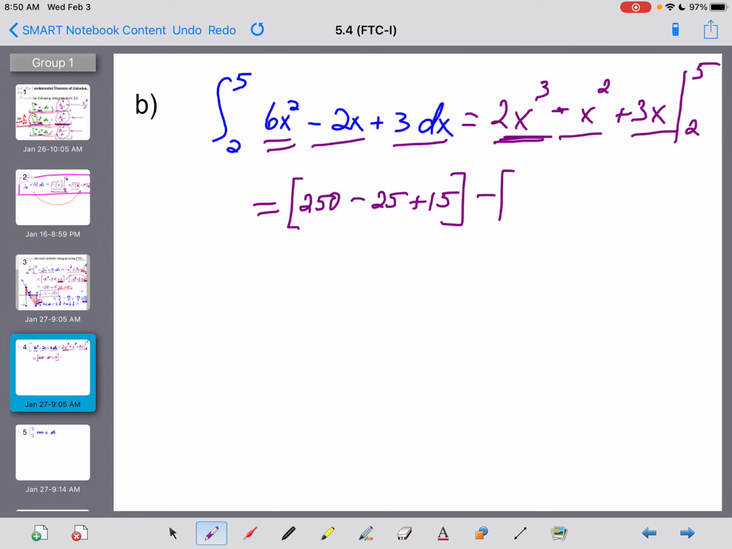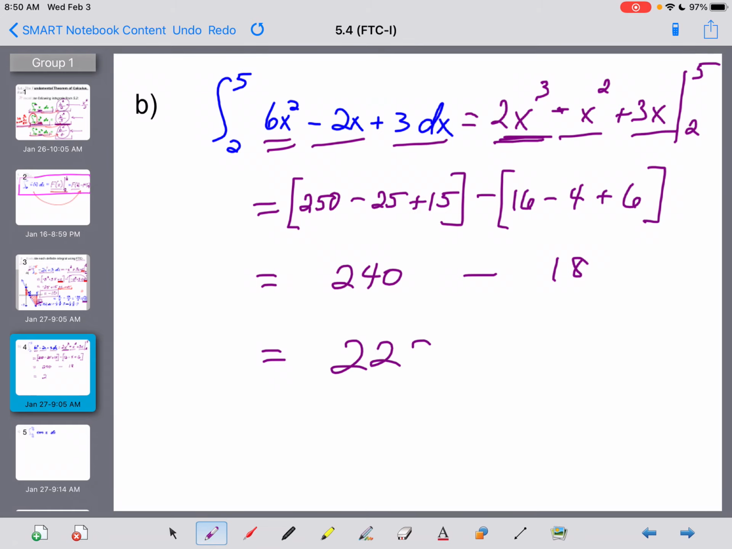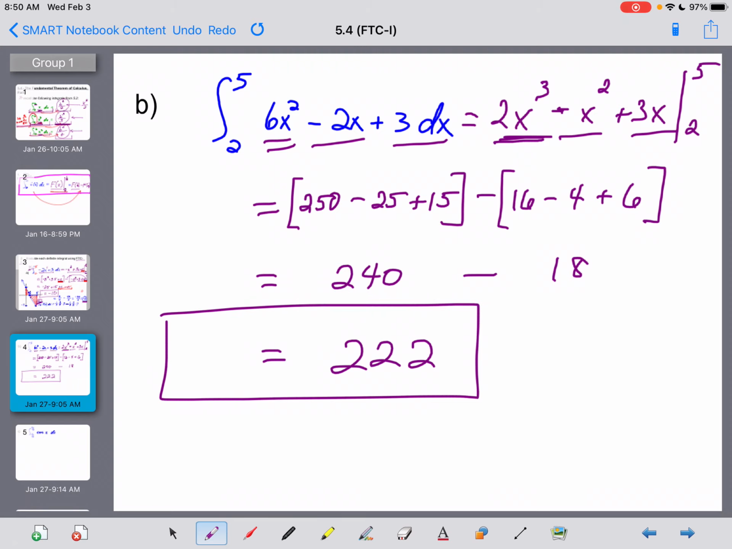Minus, and now we'll do f of a, plugging a 2 in there. 2 cubed is 8 times 2 is 16. Minus 2 squared is 4. Plus 3 times 2, which is 6. All right, where does this get us? 250 minus 25 plus 15 is going to be a 240, I'm pretty sure. And then minus 16 minus 4 plus 6 is going to get us 18. So I've got 222 for my answer here to that definite integral problem.